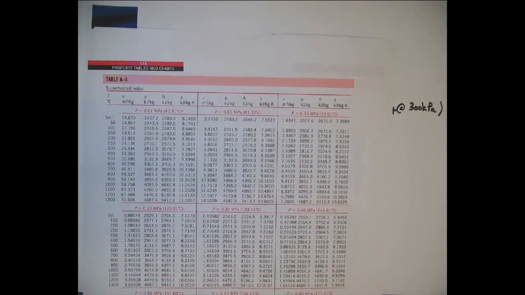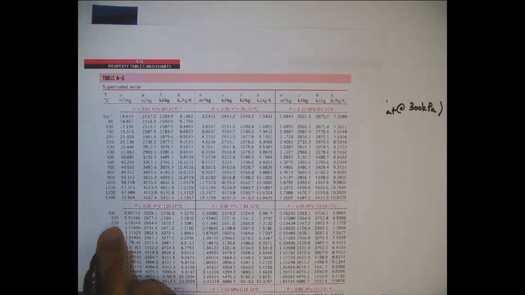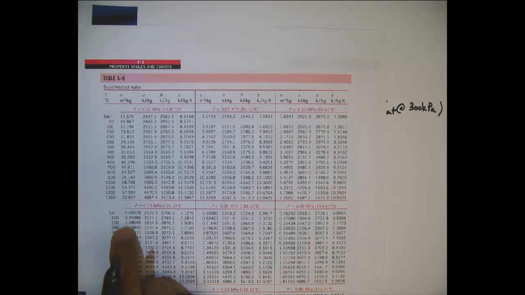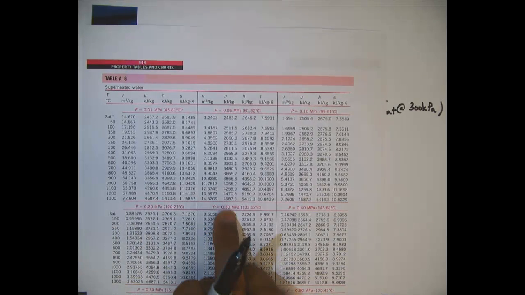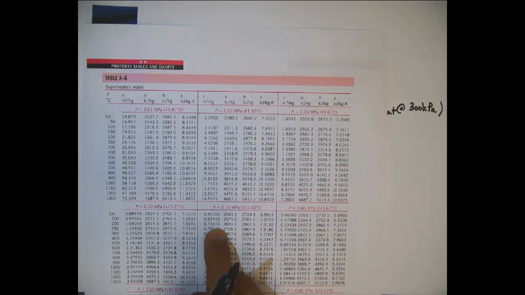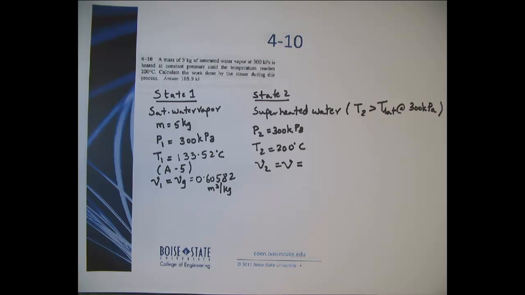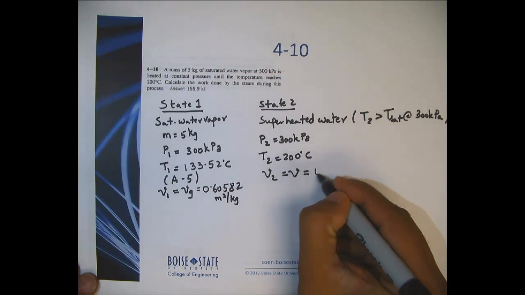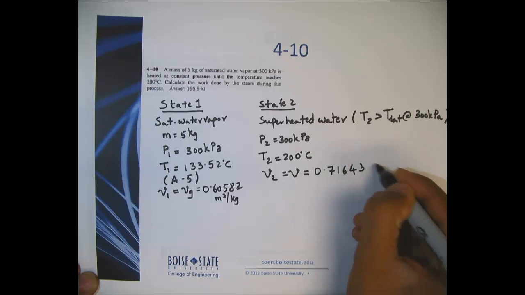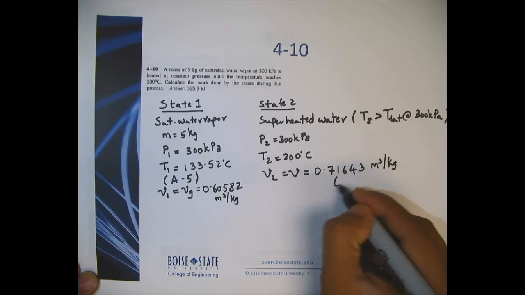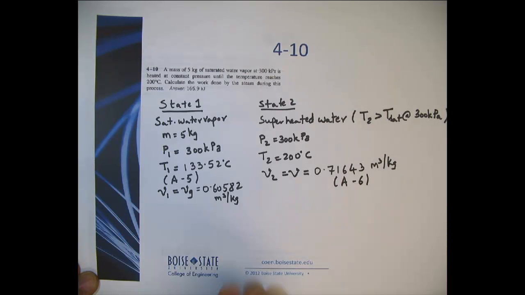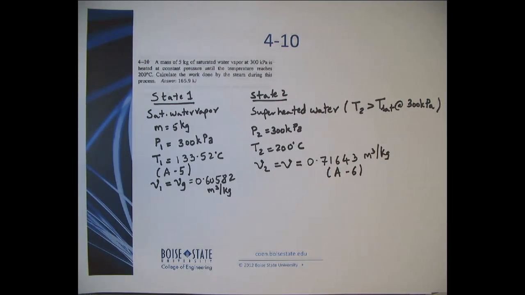So look at the temperature, which is 200 degrees Celsius, and go up to the pressure, which is right here, and then you would see that the V is 0.71643 cubic meter per kg. So let me write that. And we determined this from table A6. Okay. So now we have enough information for us to compute the work done by the steam.